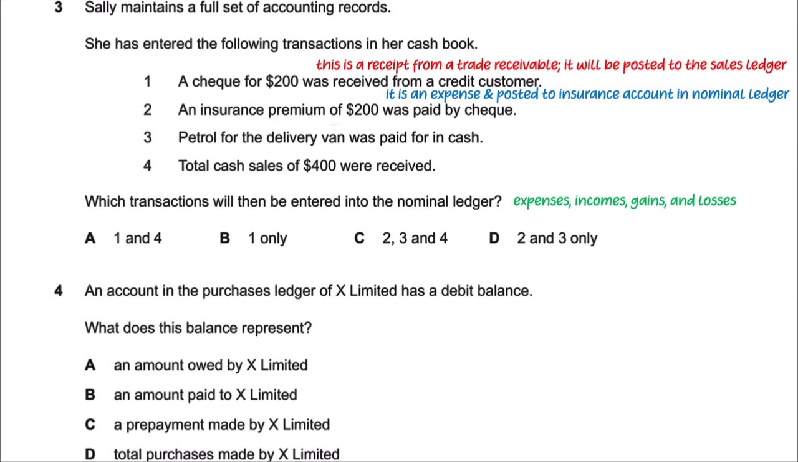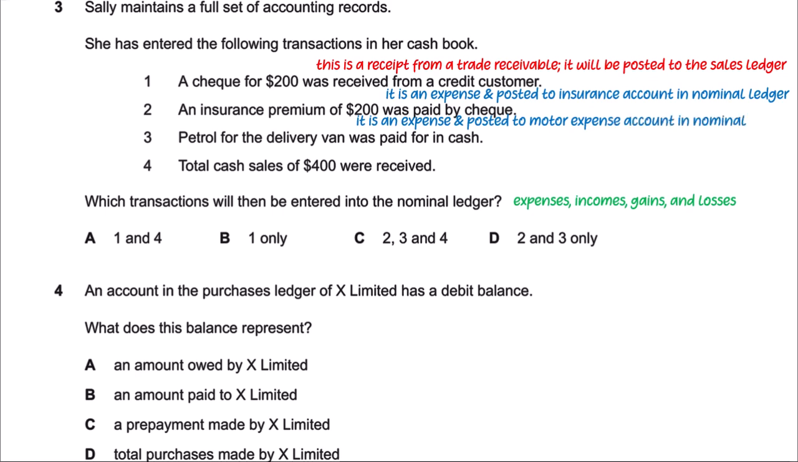Transaction number 3 is written, petrol for the delivery van was paid for in cash. Petrol for the delivery van is an expense. Its cash payment is entered in the motor expense account or petrol expense account in the nominal ledger, in addition to the cash book.